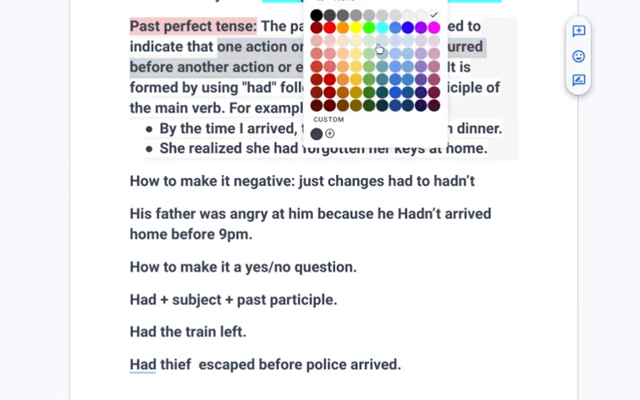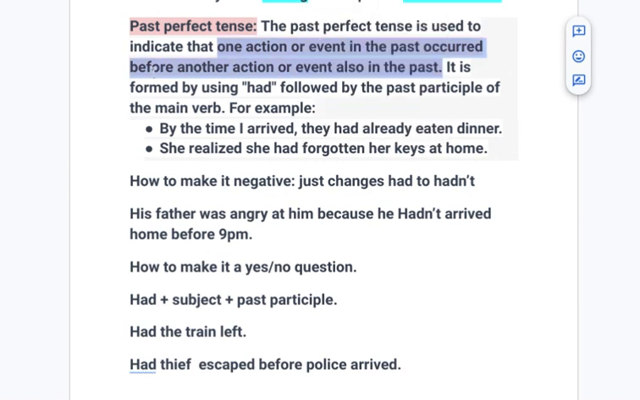So, one action or event, like one action happened before any action. One action or event in the past occurred before another action. Let's get to the example to get to know this past perfect tense better.